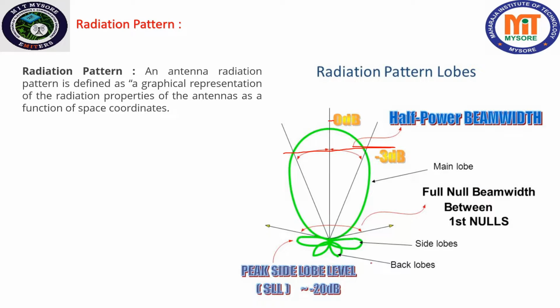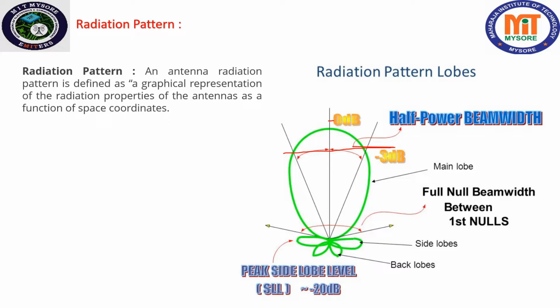So nulls mean the power radiated or received is minimum or lowest. Between these two nulls, if you measure the angle, it will be the full null beam width or first null beam width. So using this half power beam width, we are going to measure gain and directivity of different antennas.